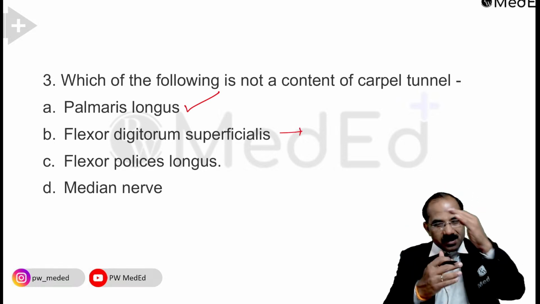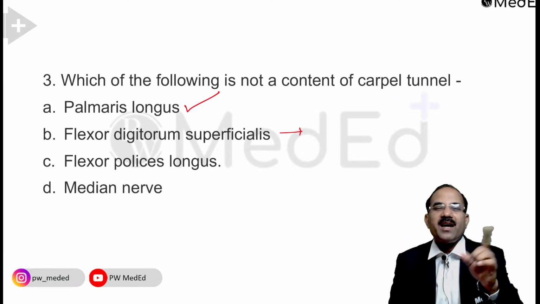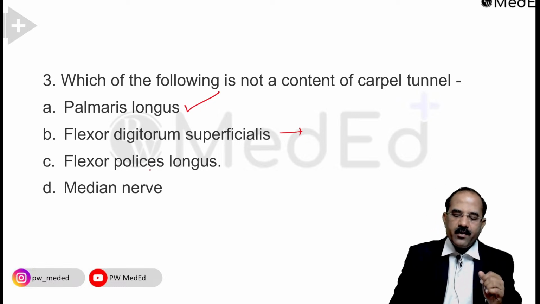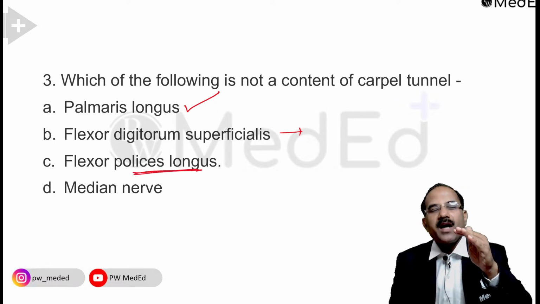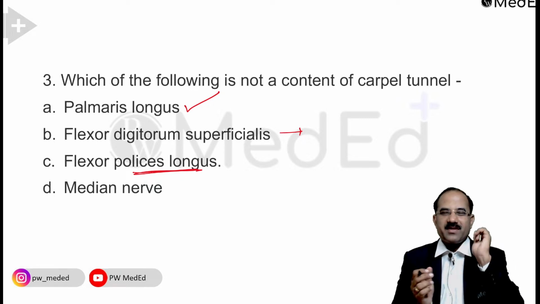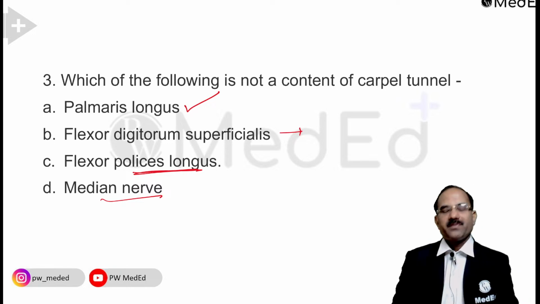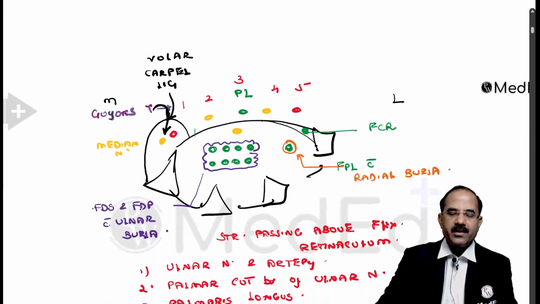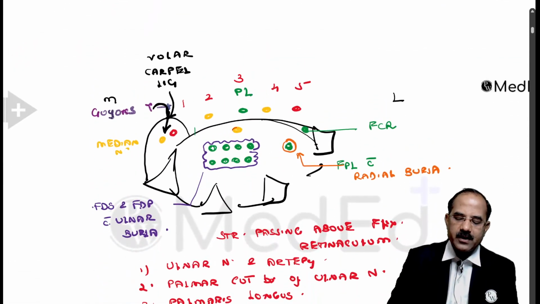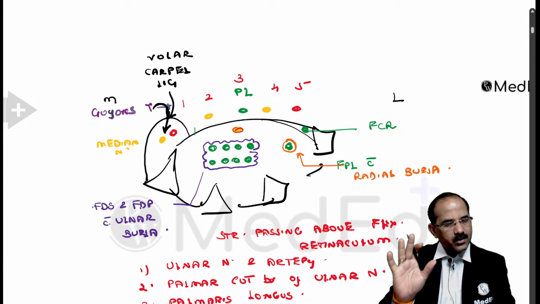What is that bursa which encloses this flexor digitorum superficialis? Its name is ulnar bursa. Flexor pollicis longus passes through the carpal tunnel. What is the name of its bursa? Radial bursa. And the median nerve. Compression of this median nerve in the carpal tunnel is known as carpal tunnel syndrome. The median nerve gets compressed here, and that is carpal tunnel syndrome. Perfect? Clear to all of you?